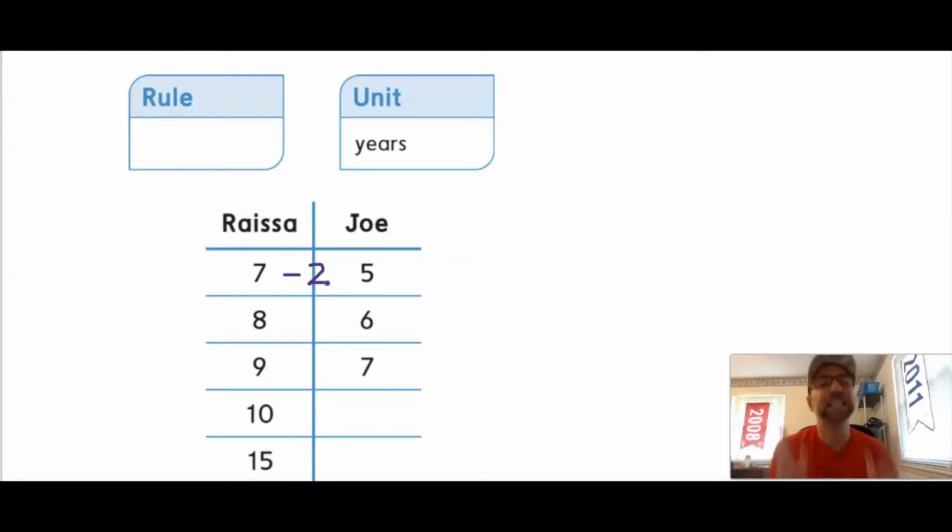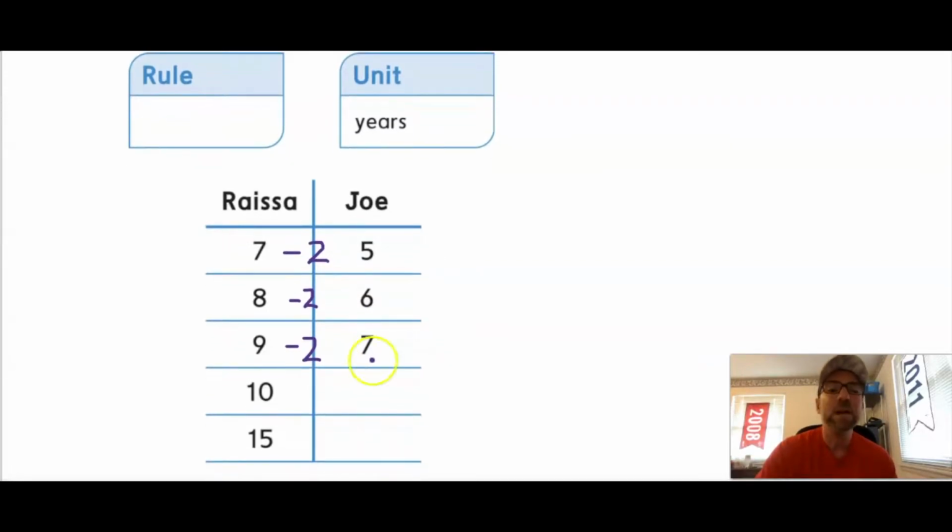Let's see if -2 is our rule. Remember, a rule has to work for everyone. 8 minus 2 is 6. That works. Let's see if it still works for the next one. 9 minus 2. 9, 8, 7. It works. What do you think Joe's age will be when Raisa is 10?